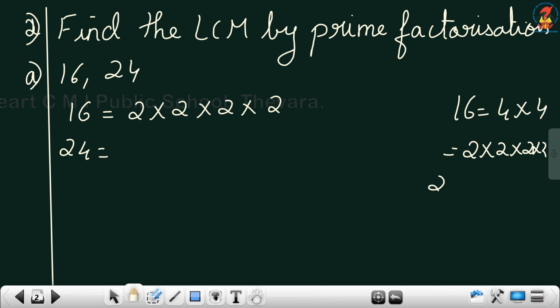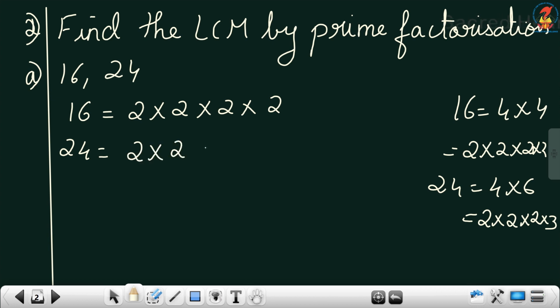How to write 24? We know 24 is equal to 4 into 6. 4 sixes are 24. So, how will you write 4 now? 2 into 2. And how will you write 6? 2 into 3. So, we have got the prime factors. So, 24's prime factorization is 2 into 2 into 2 into 3. Okay? So, this is how we did in HCF.